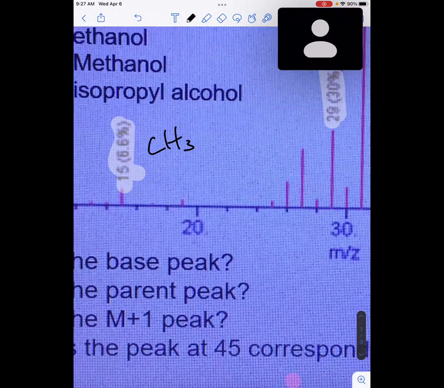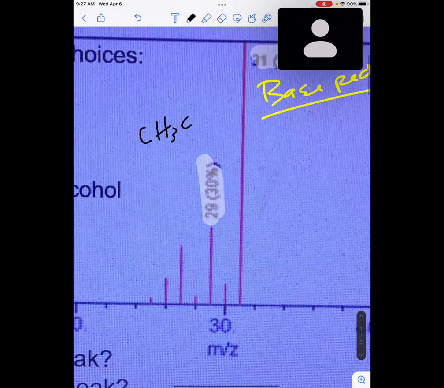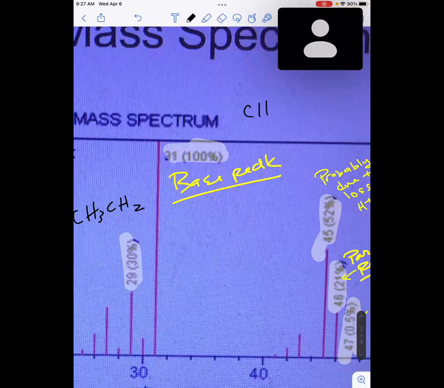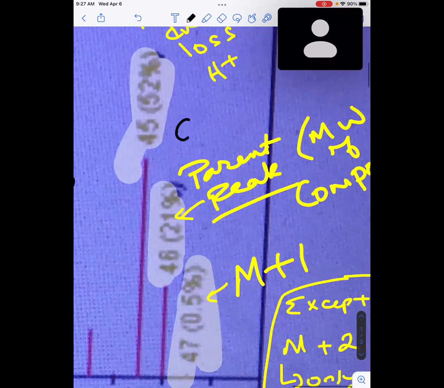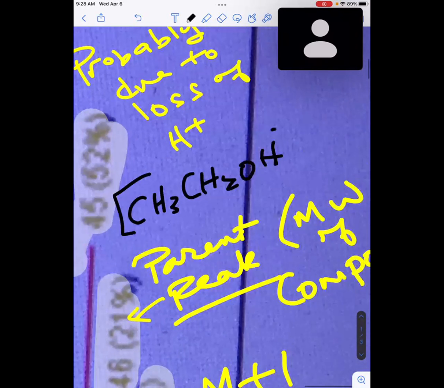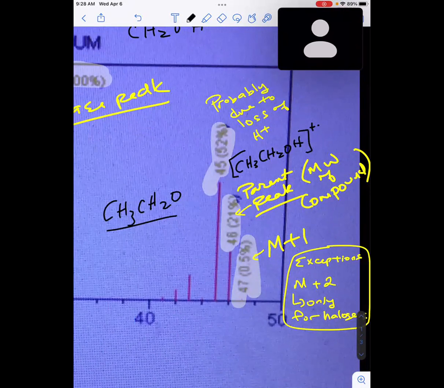So that's that. This is that. And then at 31, it is CH2OH. That's that fragment. And at 45, we can just say that. So the alcohol without the proton attached to it. And then 46 obviously is the parent. So that's going to be the molecule itself, as the radical cation. And 47 is the isotope peak.